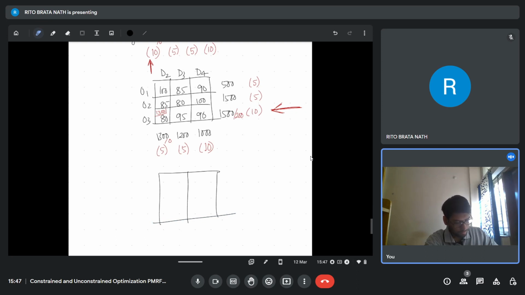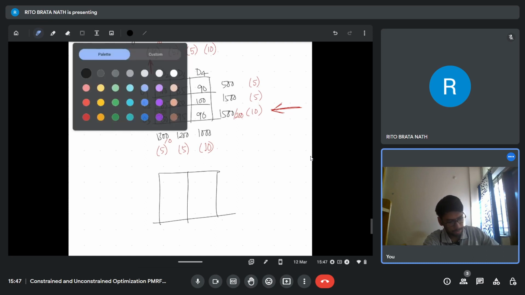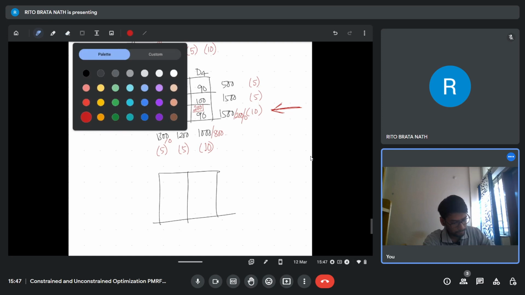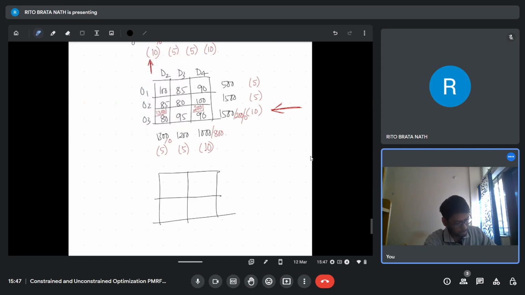In fact, even before I delete that row, I have to allocate 200 here because the next minimum one is 90. So this will be the updated one. Okay, so the last row and the first column both can be deleted, and you are left with something like this.